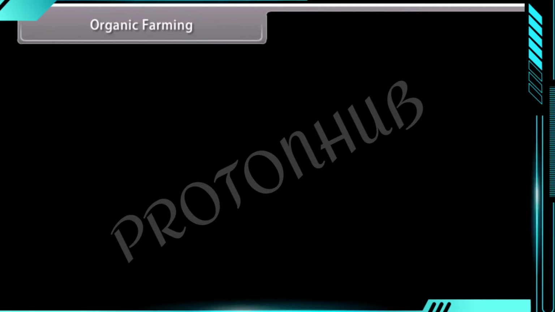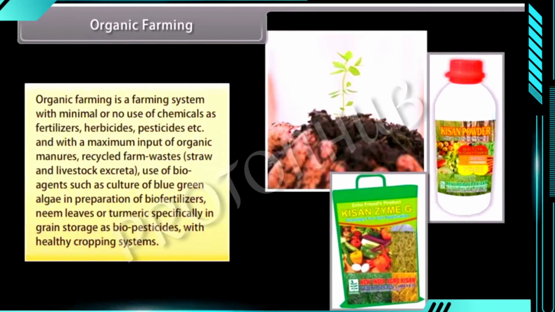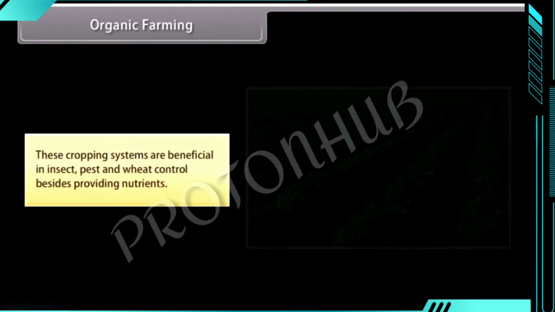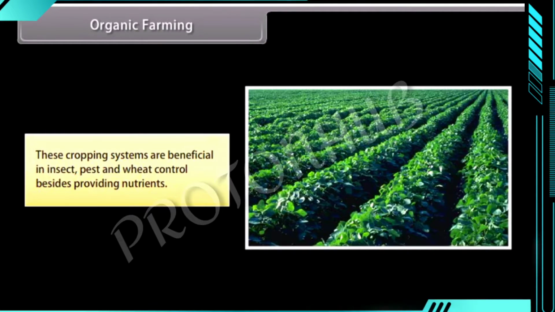Organic farming. Organic farming is a farming system with minimal or no use of chemicals as fertilizers, herbicides, pesticides, etc., and with a maximum input of organic manures, recycled farm wastes, straw and livestock excreta, use of bioagents such as culture of blue-green algae in preparation of biofertilizers, neem leaves, or turmeric specifically in grain storage as biopesticides with healthy cropping systems. These cropping systems are beneficial in insect, pest, and weed control besides providing nutrients.